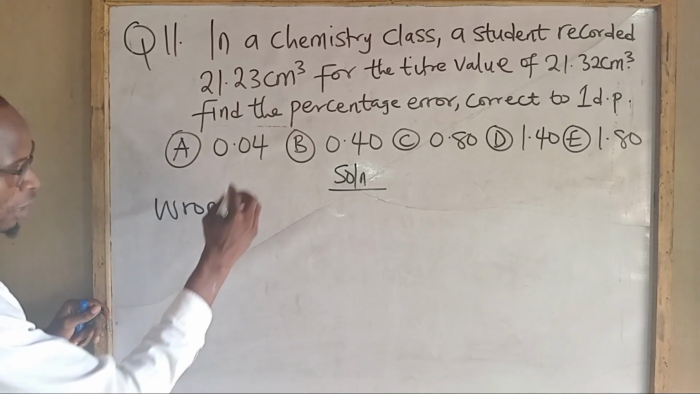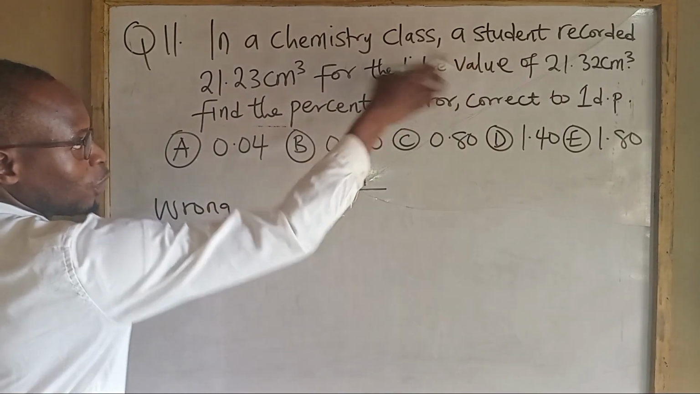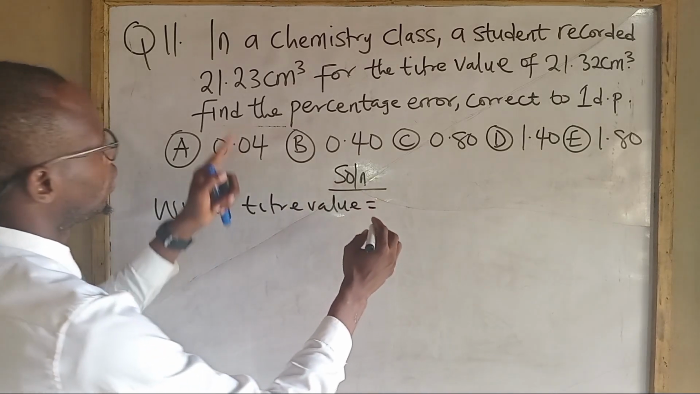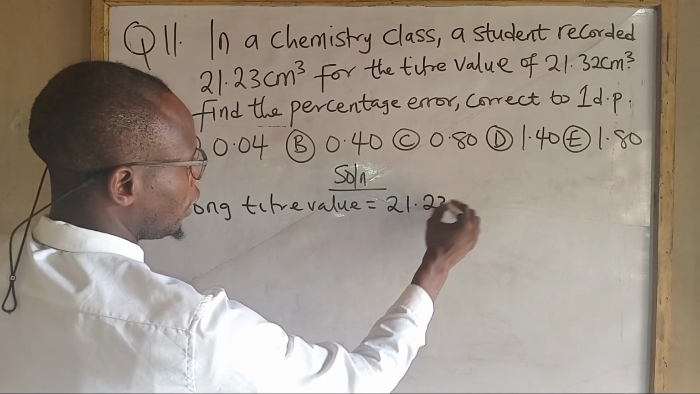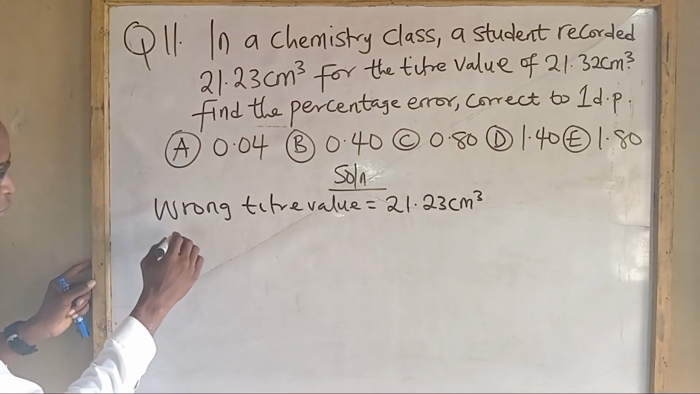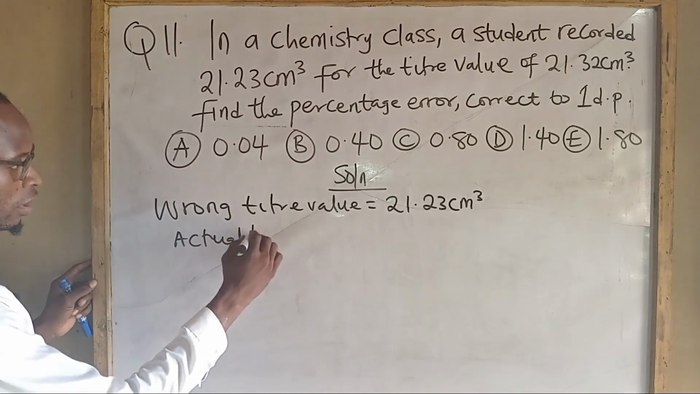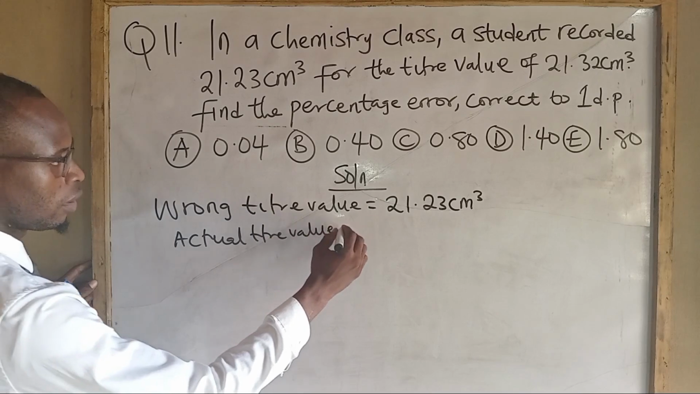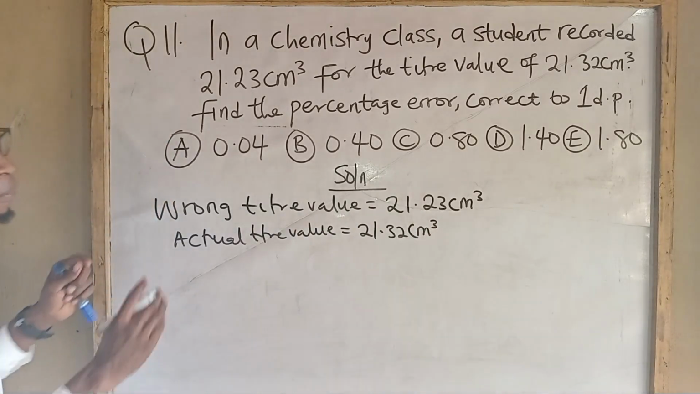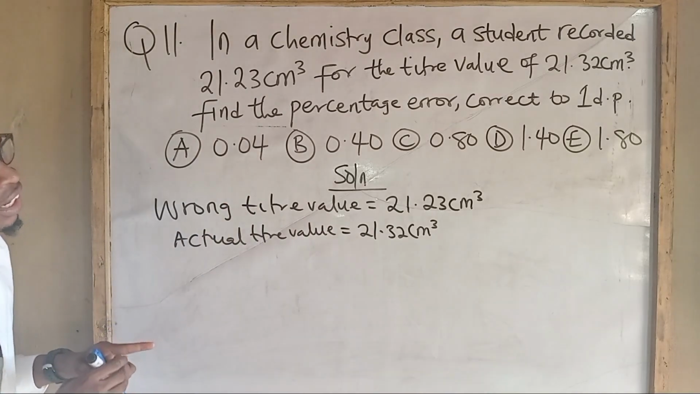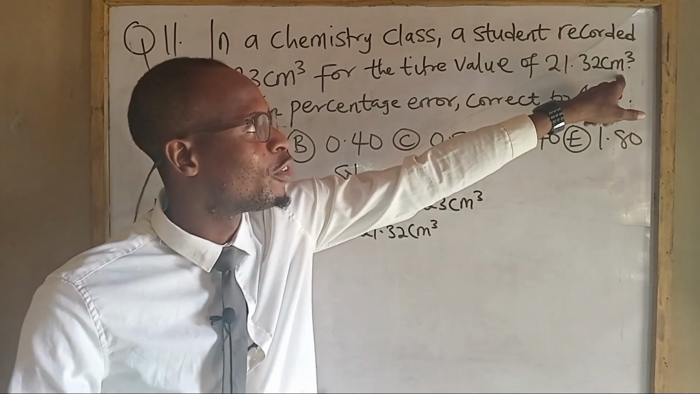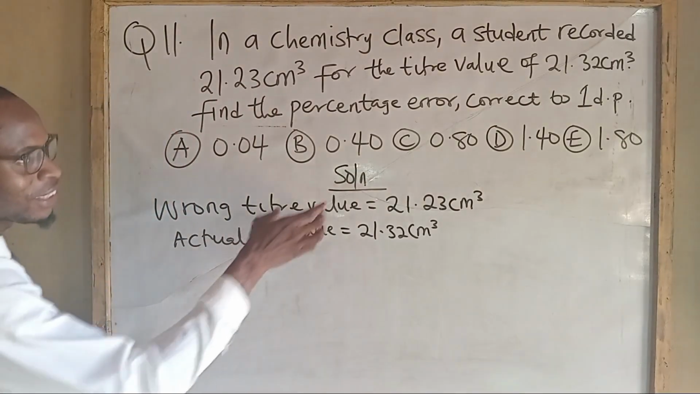The wrong value, or let me just put it the way the question is, wrong theta value is equals to 21.23 centimeter cube. So for the value of this, that will be the actual theta value. The actual theta value is equals to what? 21.32 centimeter cube. So our advice, whatever parameters we are given in the question, just follow it. There's nothing like maybe wrong length or an actual length here, because this unit is not a unit of length. It is a unit for volume. So you have to be specific by using that same thing you are given.